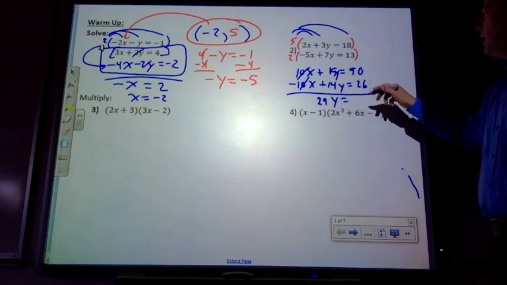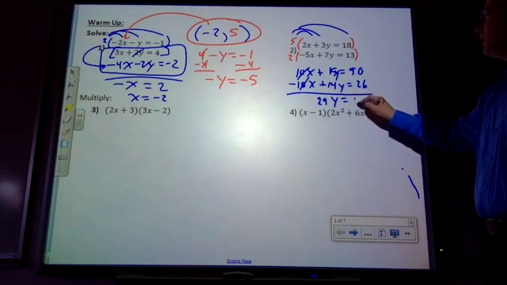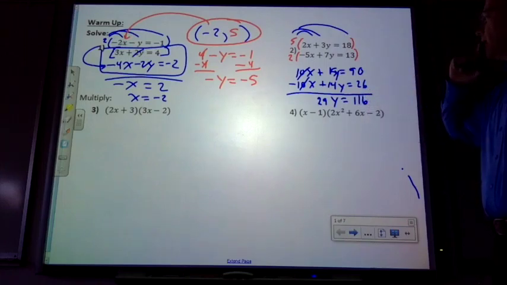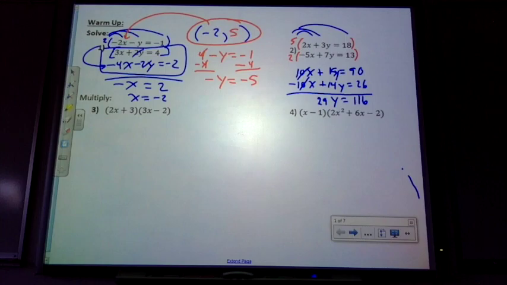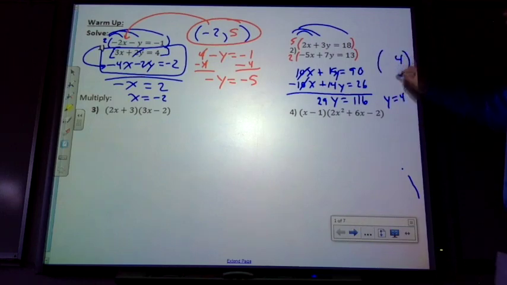If I add 90 and 26 together, I think I get 116. Is that right? If I divide out each side by 29, what's 116 divided by 29? 4? Is that what someone said? Sweet. So if I divide both sides by that, I get y is equal to 4. So my y component is 4.